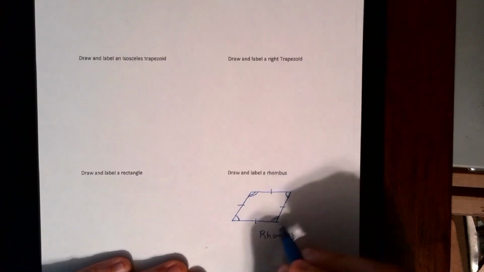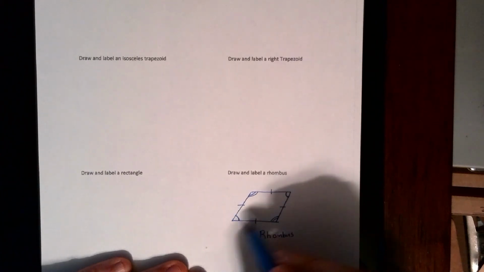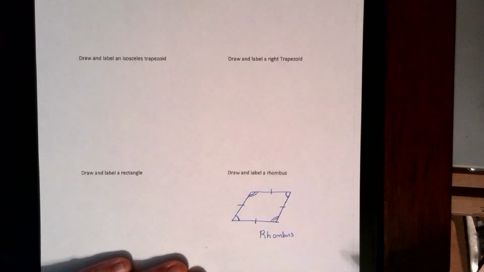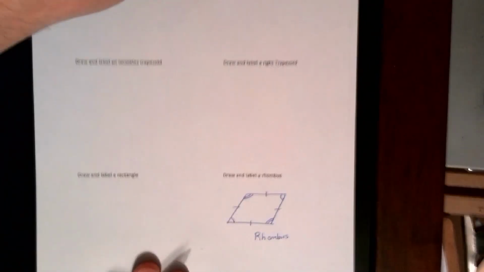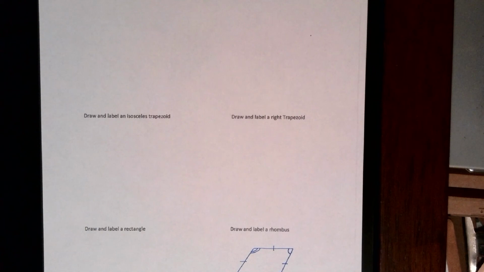Opposite angles are congruent, and all four sides are congruent. That's a rhombus. Okay, so try the other five on page 3. It shouldn't take you very long. I'll go over the answers tomorrow, and then we'll move on to the next page of notes the day after that.